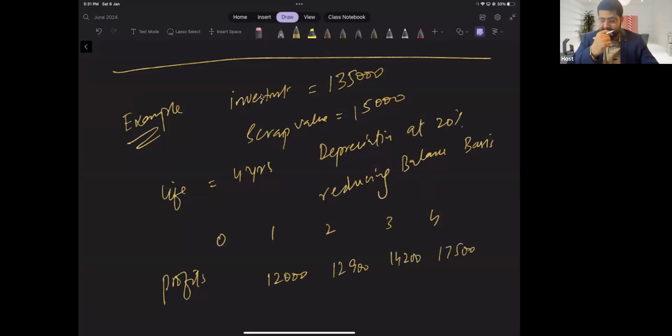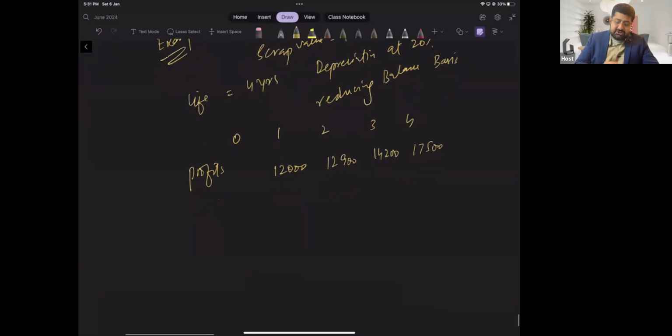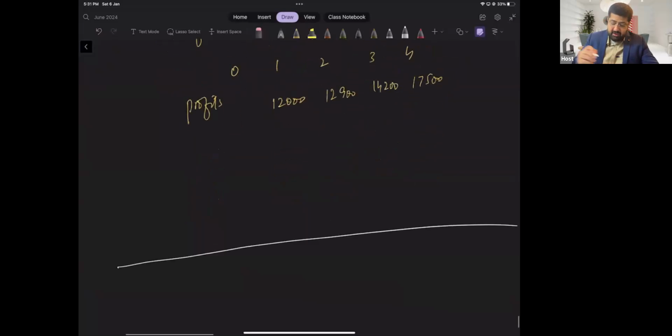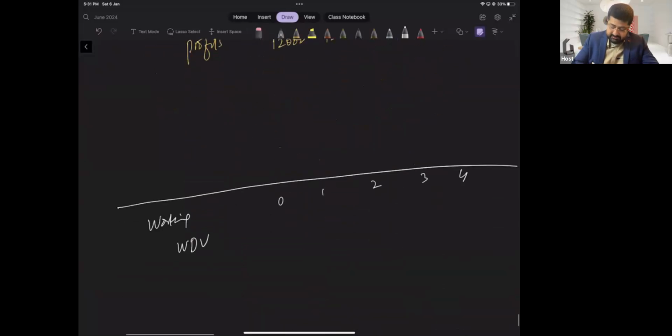Now focus everyone. So we need to calculate cash flows. And for calculating cash flows, we need the non-cash expense, the annual depreciation charge. So we have to do a working here. Here I will be doing working. Here 0, 1, 2, 3, and 4. Initial written down value 135,000 at the start of year 1.